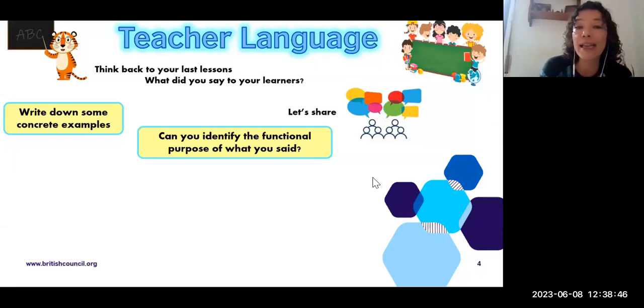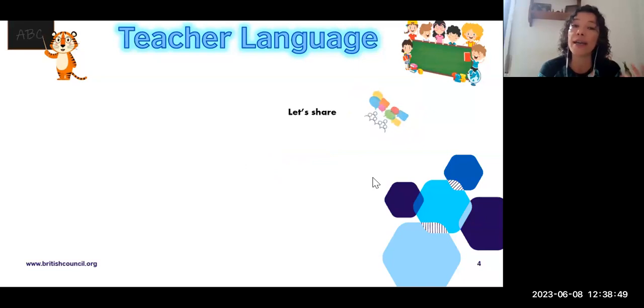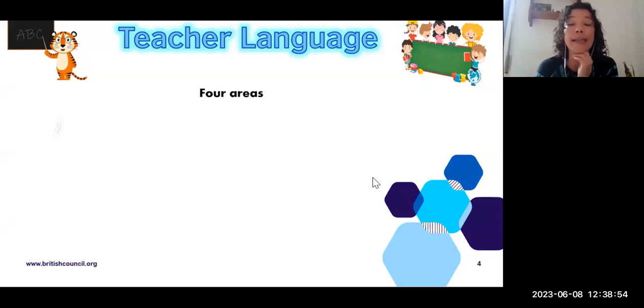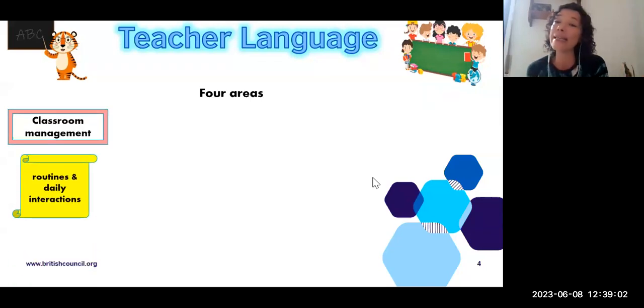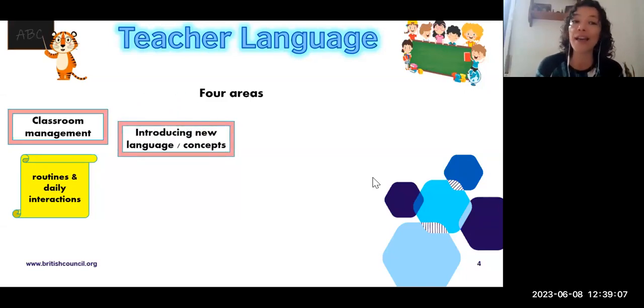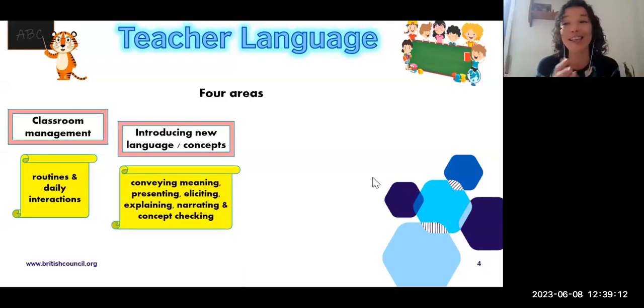Okay, lovely. Let's have a look then and see if you can identify from what you also wrote down these 4 functional areas. So we have classroom management, and we had some examples of those in the chat as well. And this is often our routines or our daily interactions with our learners. Another area is introducing new language and concepts. And here we do quite a lot, actually. We're going to break this down a bit more in a while, where we're conveying meaning, we're presenting the new language, perhaps eliciting as well, explaining, narrating, and concept checking.